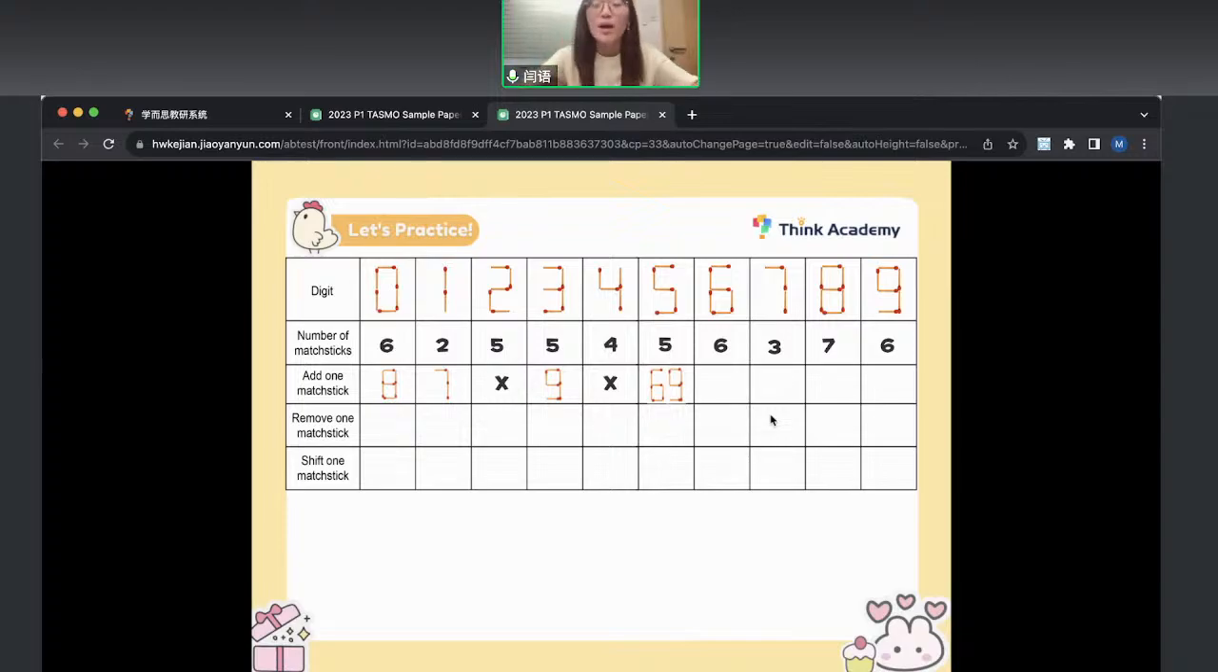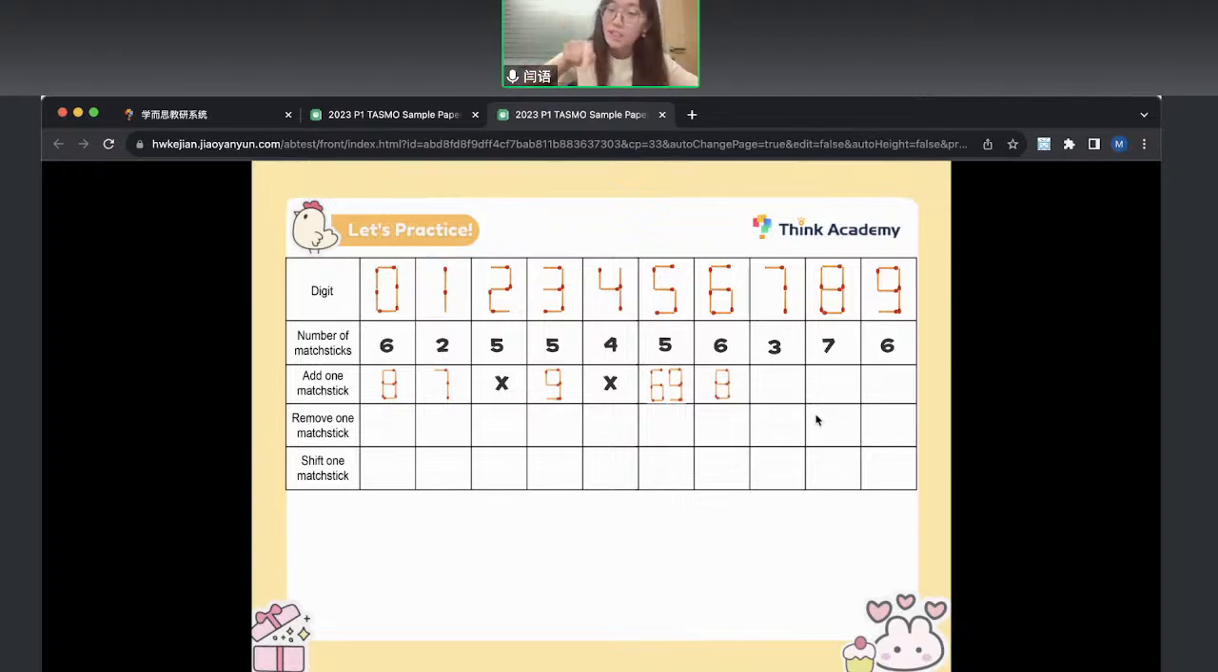And next one, let's move on to 6. For digit 6, if I need to add one more matchstick, what digit can we get? Which one? 8, right? Okay, we can only get one more. Okay, next one, move on to 7. What about 7?